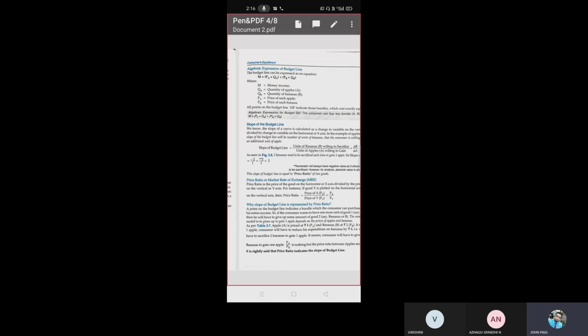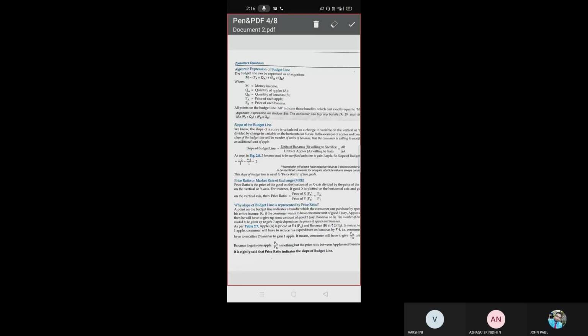Fine. So with this we can come to a formula. What is the formula for the budget set? A budget line, you can see here. This is the formula: P suffix A, that is the price of apple, into Q suffix A, that is the quantity of apple, plus the price of banana into the quantity of banana, which is equal to the budget line. Clear?